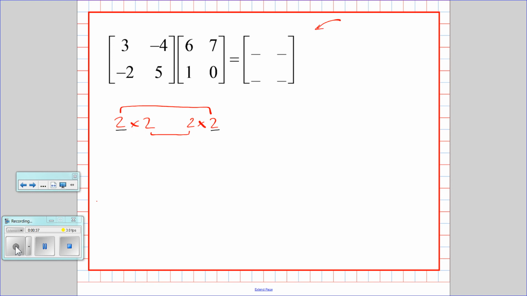Okay, so I'm going to multiply across rows and down columns. So across the top row and down the left column in order to get the top left blank. So that's going to be 3 times 6 plus negative 4 times 1, or 18 minus 4, which is 14.